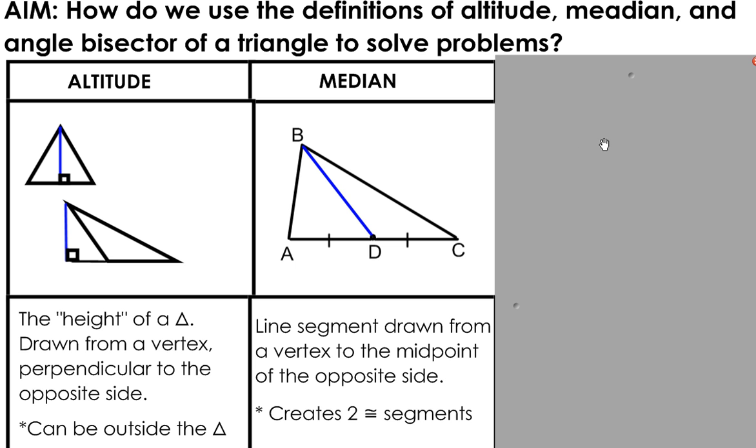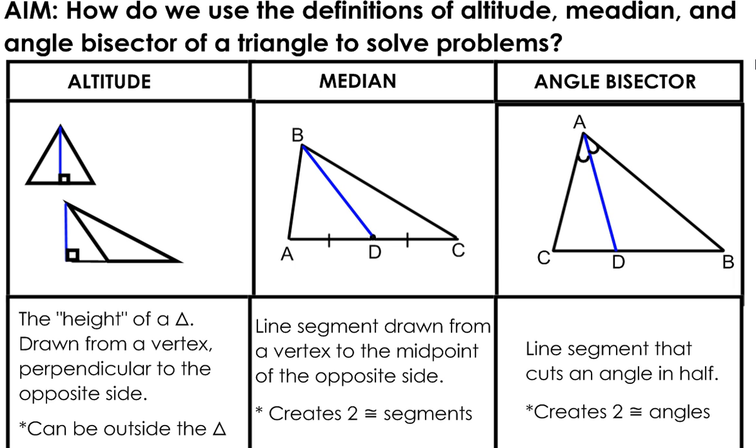What was the last thing that we wanted to define? So these belong in your notes, folks. If you don't have them, put your player on pause and make sure they're in your notes. The last thing we needed to define was an angle bisector. So an angle bisector is a line segment that cuts an angle in half.